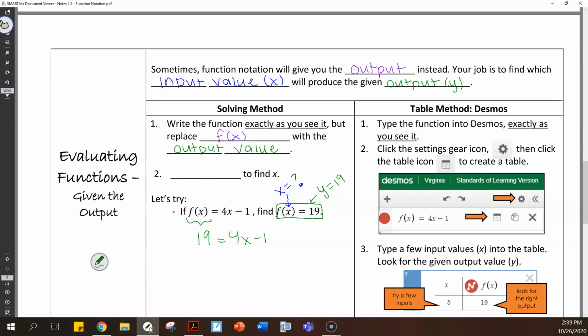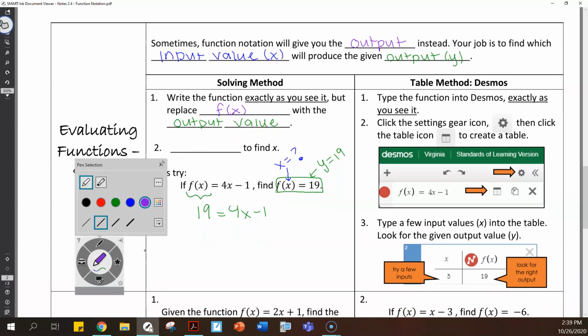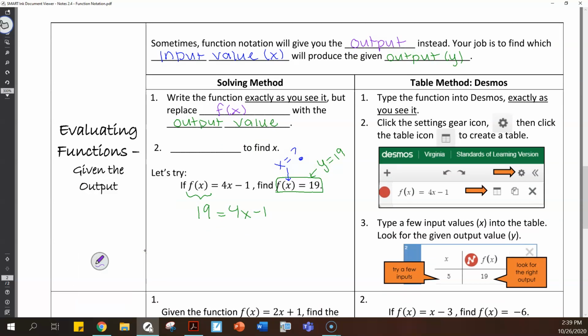I still don't know what x is. That's what I'm looking for. So the first way I can solve this is by solving it the same way I would solve any other equation. I'm hoping to get x by itself, so I'm going to add 1 to both sides. I get 20 equals 4x, and then I divide by 4 to get x alone. So I get 5 equals x. Remember that x is our input value, and that's what I'm looking for here. Okay, so my input, I want x equal to 5. Okay, so you can do this by hand if you remember how to solve equations. If you don't remember how to solve equations, we can use Desmos to try to do this instead.